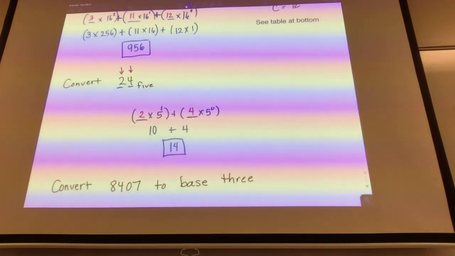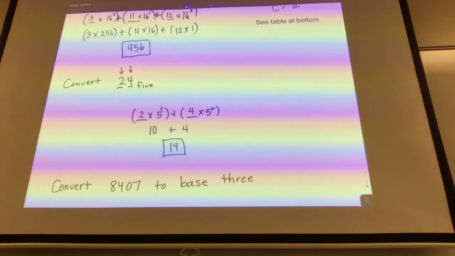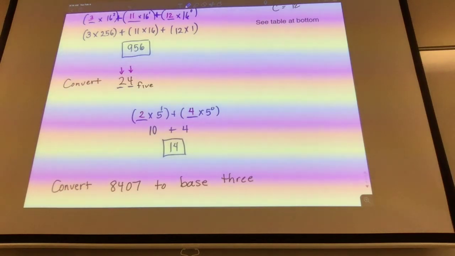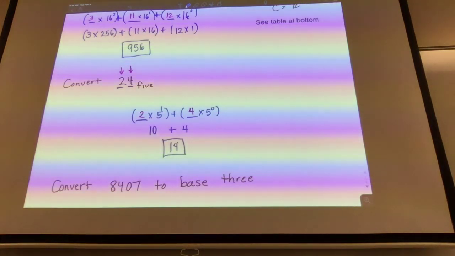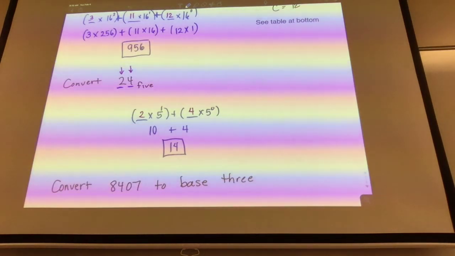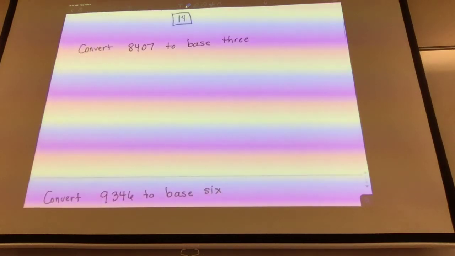All right, now we're going to do the opposite. So we took a base that's not our normal base 10, converted it to base 16, and from base 5 to our number 256. Now we're going to go from 8,407 and ask, what is that represented in a base 3 format? So now we're going to do the opposite. And this one's a little more tedious than the other two, which are pretty easy.